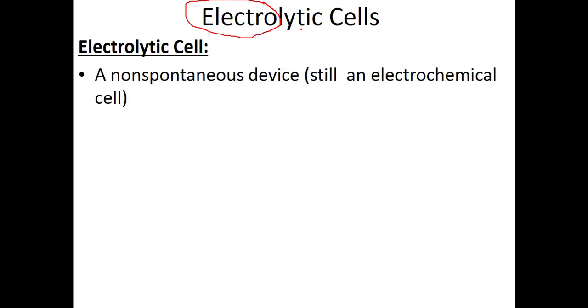So the second type of cell that goes with a voltaic cell is what's called an electrolytic cell. The big part to focus on here is the prefix electro, and what electro means is electricity. An electrolytic cell is a little bit different than a voltaic cell in that it's not a spontaneous device. It's still an electrochemical cell, but it doesn't happen spontaneously in regards to the activity on table J.